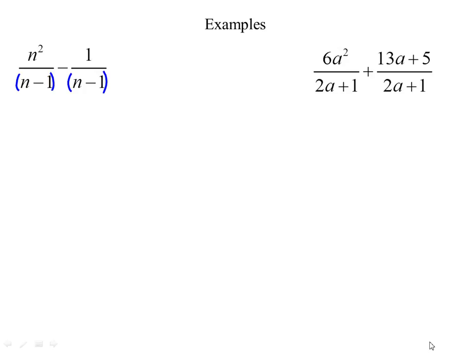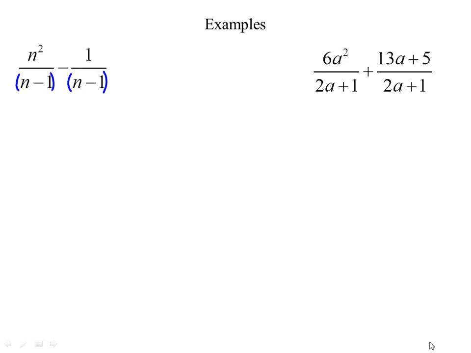So if you need to just take a step back and look, you can. Your denominators for these two fractions are a group of n minus 1. That n minus 1 is one thing. It's one group. It goes together. You cannot separate it. Alright? So your common denominator is n minus 1.